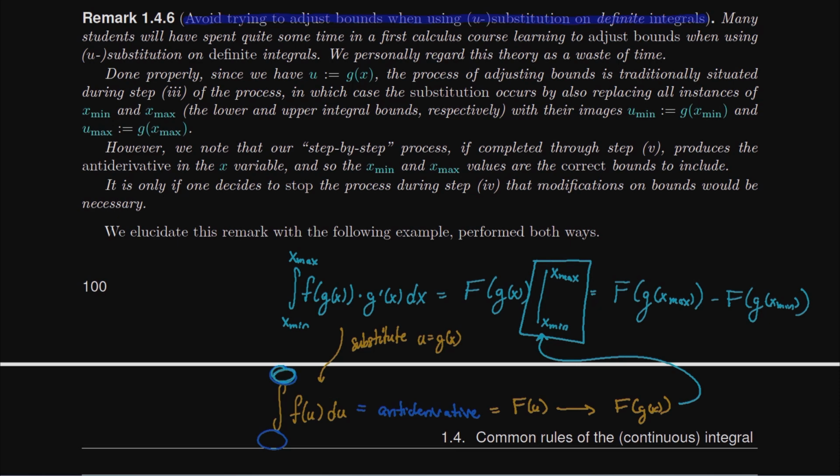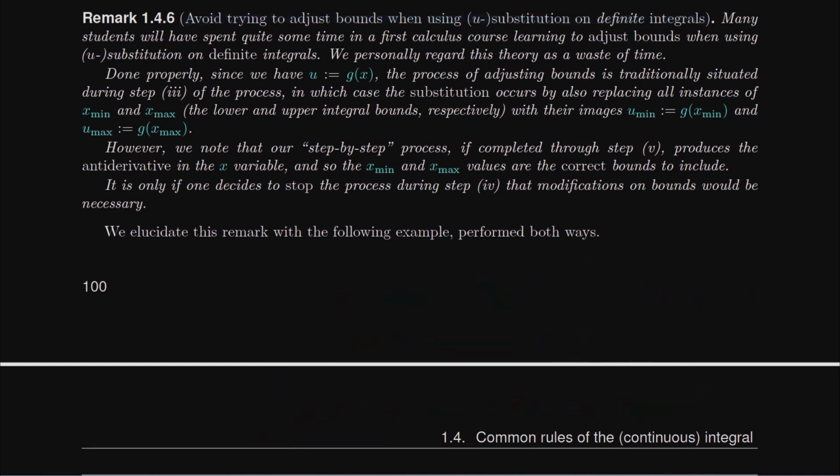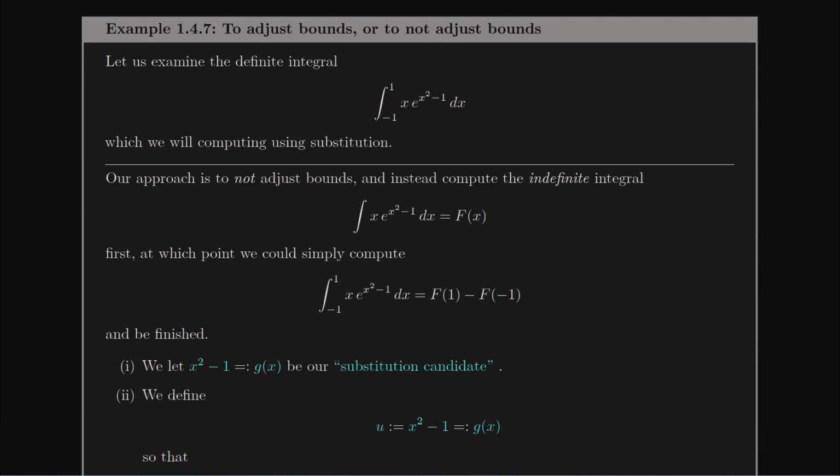So rather than shoving bounds in, even when you translate to u, I use u as an intermediate step, but then I translate everything back to the variable x, and I don't worry about changing to the variable u. However, if you want to change your variables to u, we've got u min as g of x min, u max as g of x max. So it's perfectly allowable. If that's what you learned, that's what you like. I do have one example on whether to adjust bounds or not. I go through it both ways and show that we get the same answer.